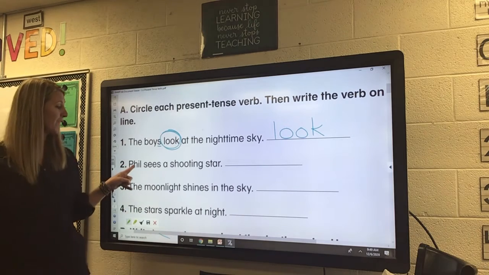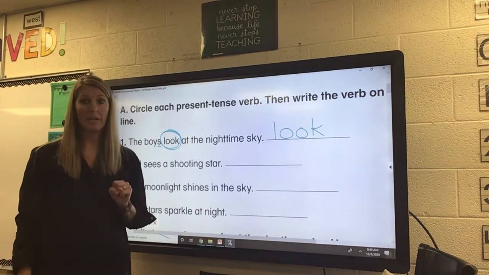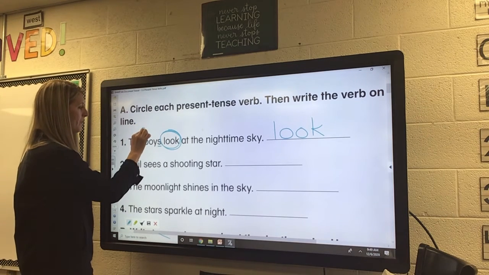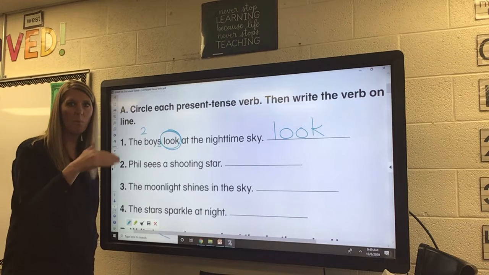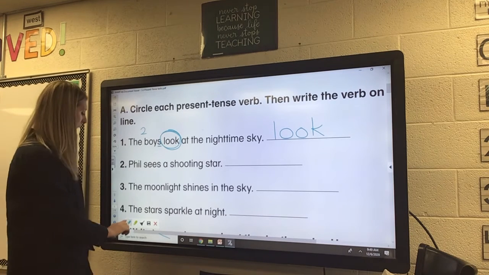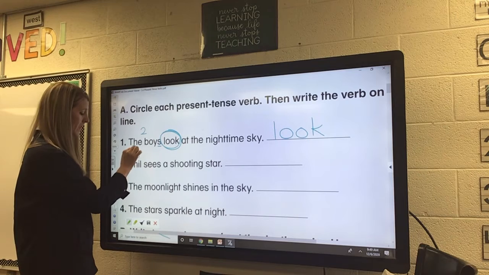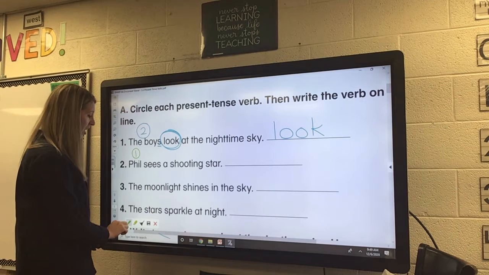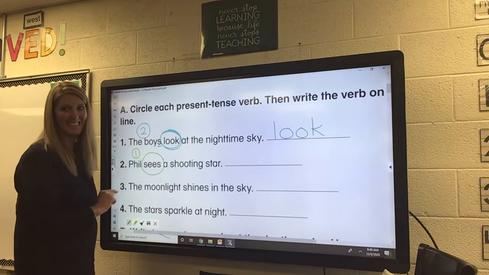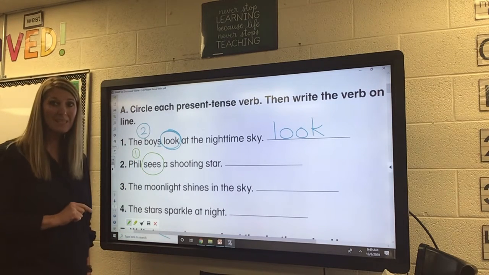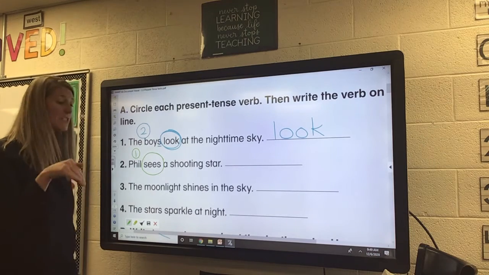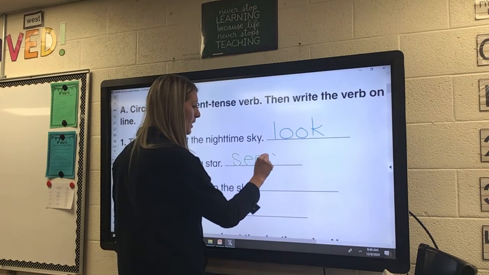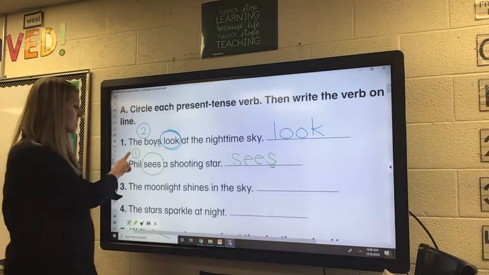Number 2 says, Phil sees a shooting star. Now, Mrs. Murphy wants to show you something. I'm going to put a 2 above the boys, because that means that there's more than one. Now, on Phil, there's only one Phil. So look at our verb. What is Phil doing? Oh, he sees. Sees is my verb because that's what he's doing right now. He sees a shooting star. So sees is my present tense verb, and the reason why we have the S is because there's one Phil.